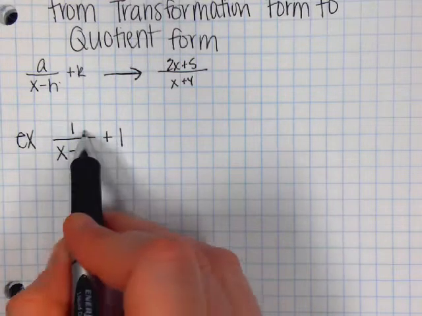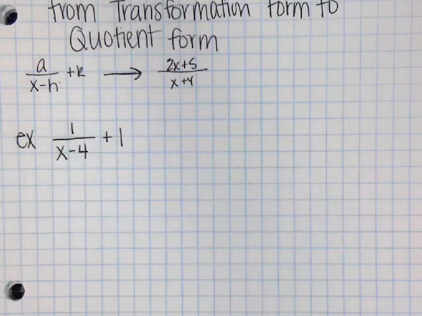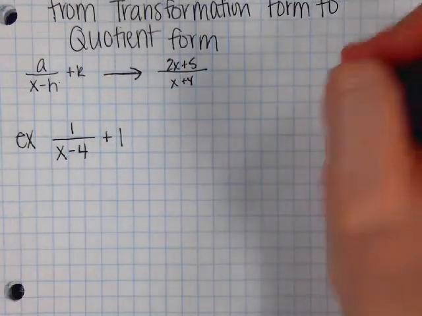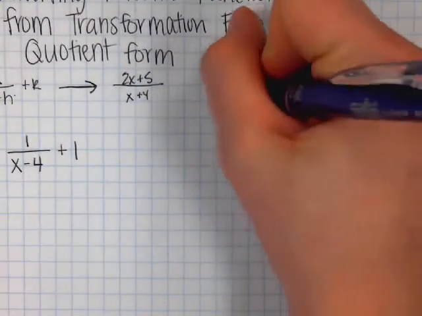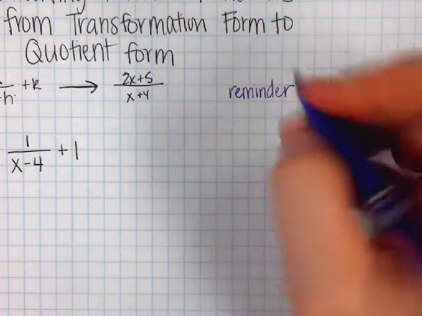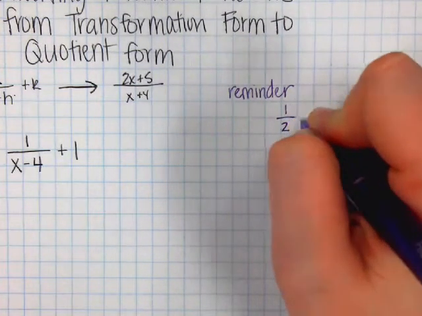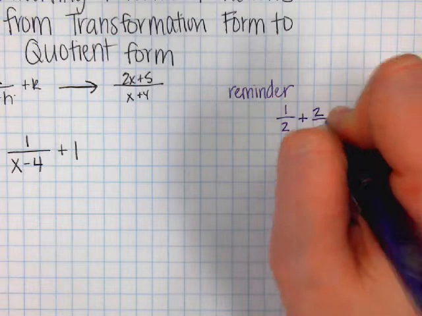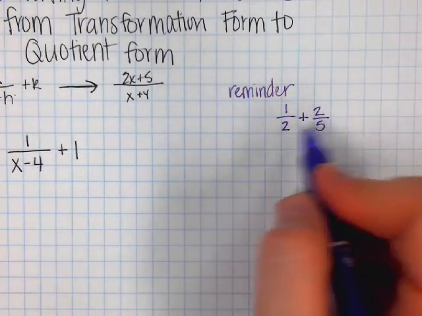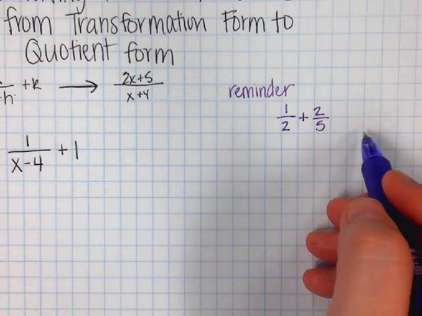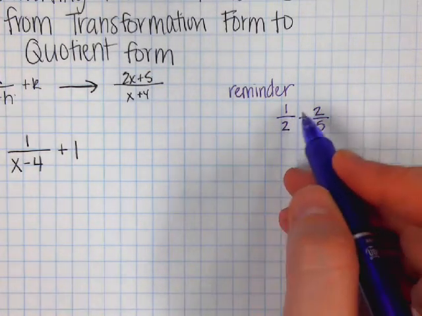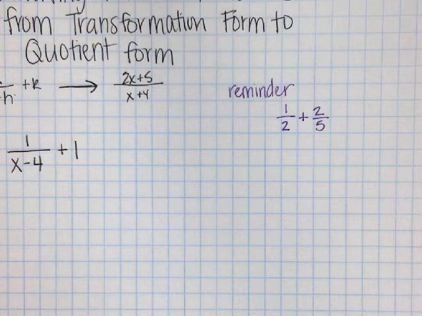I can't just add this 1 here. And I know you guys hate adding and subtracting fractions, so I'm going to go over here and remind you of how to add and subtract. So reminder, if I have 1/2 and I add 2/5, I can't just say 1 plus 2 is 3. I can't say 2 plus 5 is 7. Remember, when we do this, we have to have a common denominator.